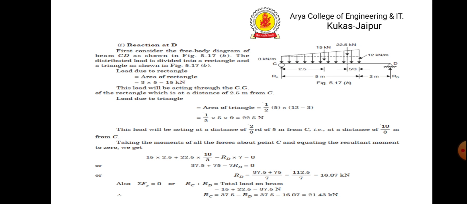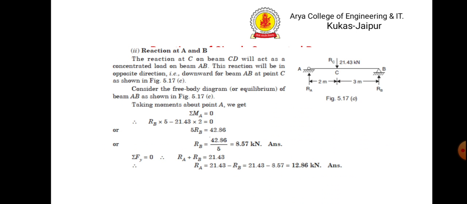RD is 16.07. And from summation of Fy equals 0, RC plus RD, which is upward, equals 15 plus 22.5, which is downward, 37.5 Newton. So RC will be equal to 21.43 kilonewton. Since it is positive, we can say that our assumption is right, that RC will act upward in CD. But in your AB, this RC will act at the same point in the downward direction.